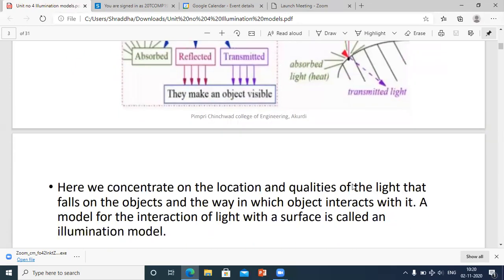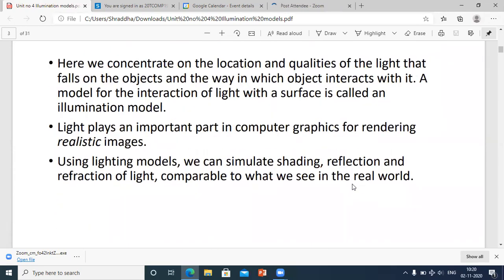Now we will see what it is telling us next. Here we concentrate on the location and qualities of the light. This is a very important part. The basic property related to the illumination model is concentration on the location, that is, the place matters, and also the quality of the light. Quality of the light means how harsh the light is, how soft and soothing it is. For example, sun rays are very harsh, moonlight is very soothing. If the winter is foggy, even though there is sunlight, that sunlight is a bit soothing, meaning the light is not harsh. This is nothing but the quality of the light.